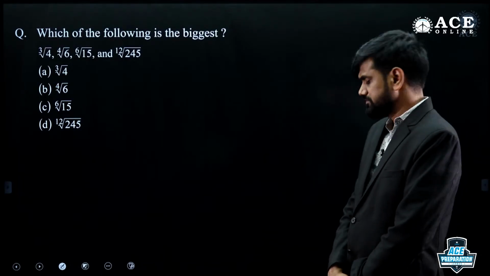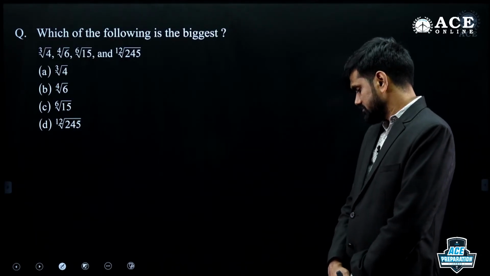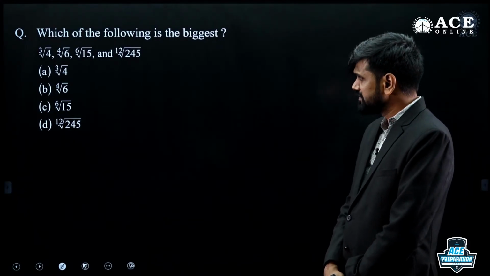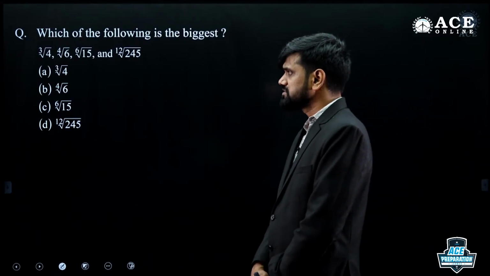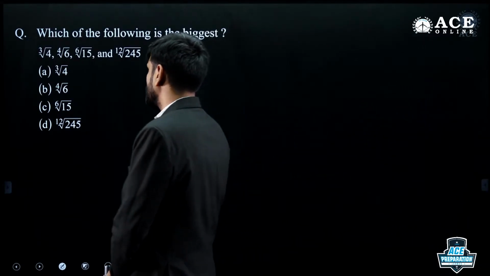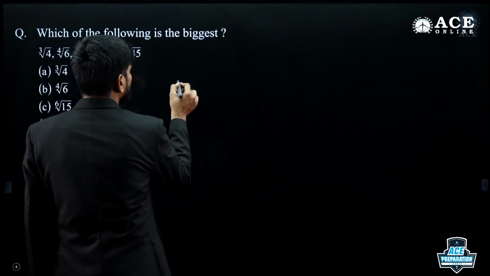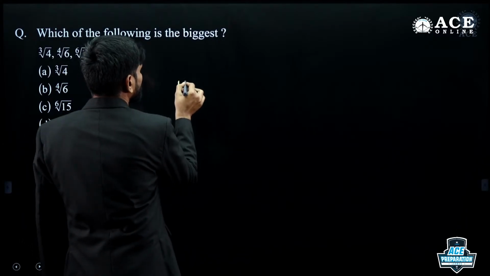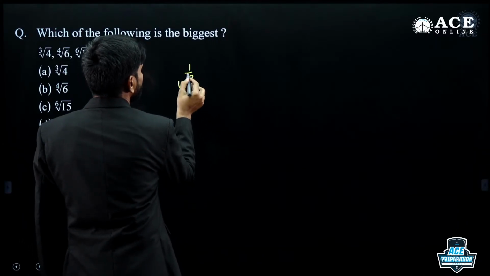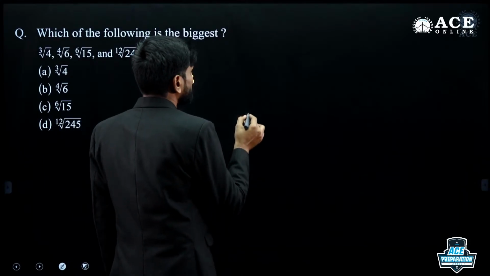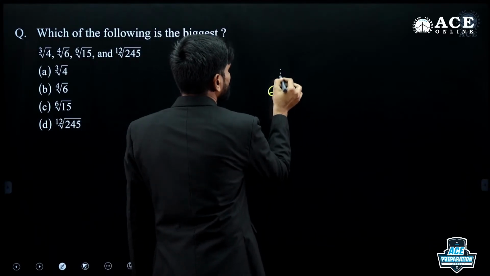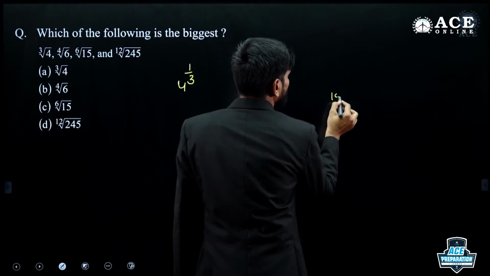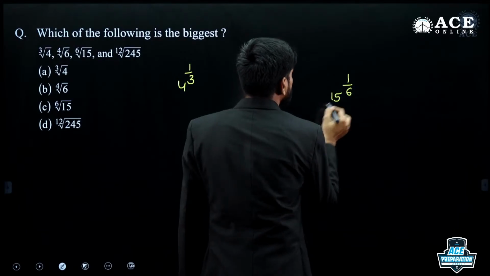Any answer? Cube root of 4, right? They are asking you for the 4th root of 6, 6th root of 15, 12th root of 245. Cube root of 4 is nothing but 4 to the power of 1 by 3. Next, 4th root of 6 means 6 to the power of 1 by 4. 6th root of 15 means 15 to the power of 1 by 6.